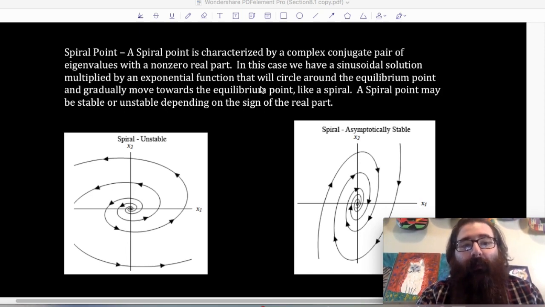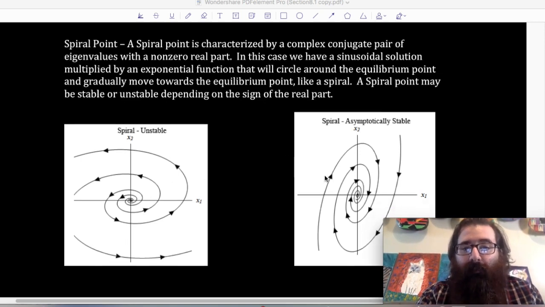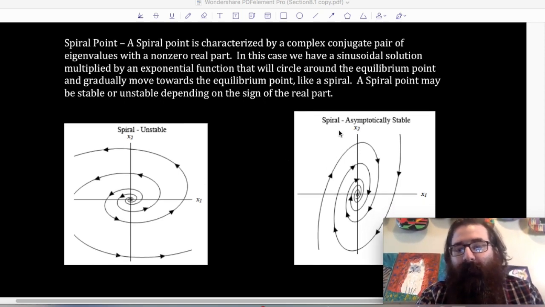Now a spiral point may be stable or unstable, and it depends on the sign of the real part how the trajectories are going to be behaving. So here I have an example of a spiral that's unstable. Notice the trajectories are moving us outward away from that equilibrium point in the center there. And here I just have an example of a visualization of an asymptotically stable spiral. Here our trajectories move in towards the equilibrium point.